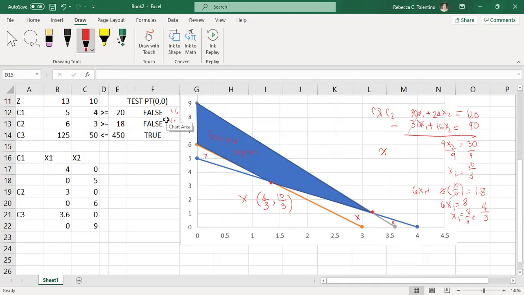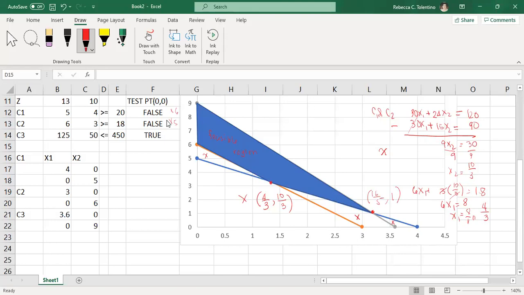Okay, so the coefficients are 5, 4, and 20. And then we have 125, 50, and 450. Okay. So the intersection, for verification lang guys, our x of 1 is 16 over 5. So this is 16 over 5 and our y is 1.